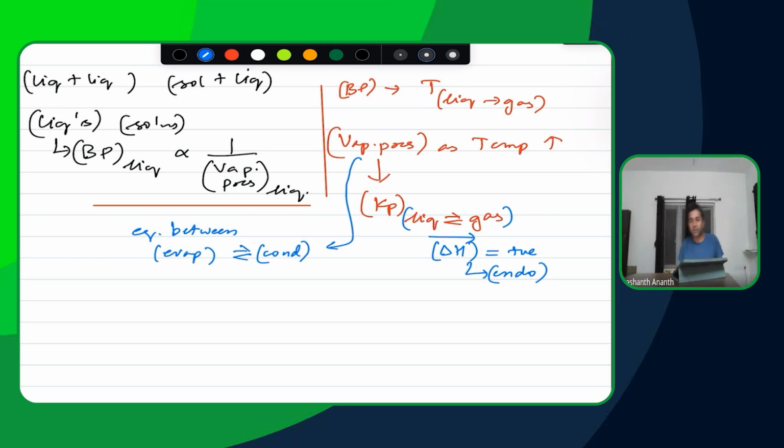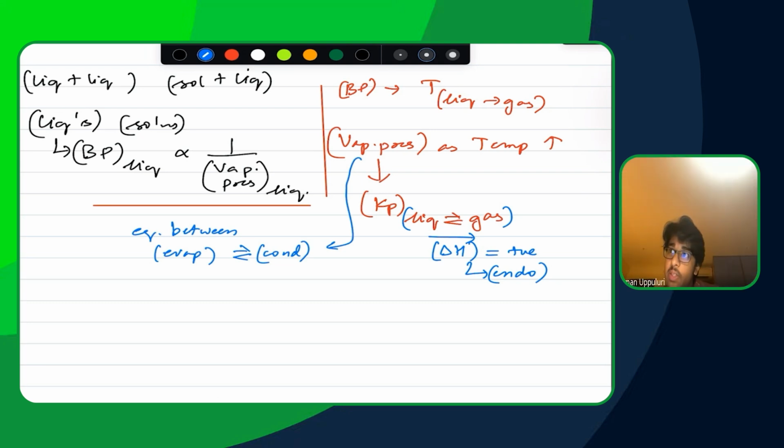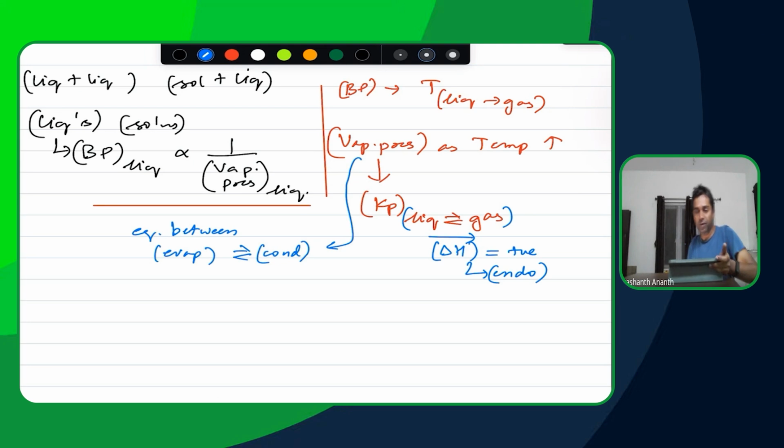If I increase temperature, what is going to be happening? My liquid molecules will have more energy. They can escape more easily into the vapor phase. So evaporation is more easily favored and will increase by a good margin. Condensation also will increase actually. Why? Because there are more molecules in vapor phase now.